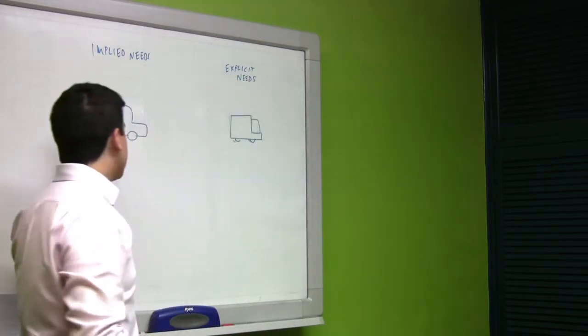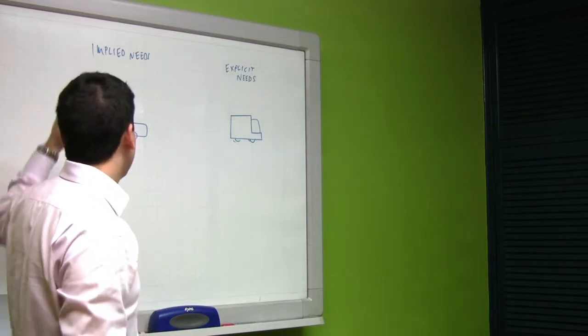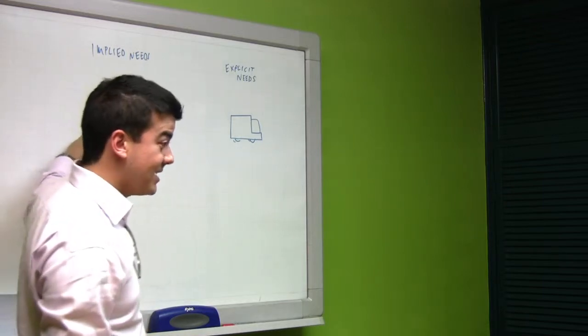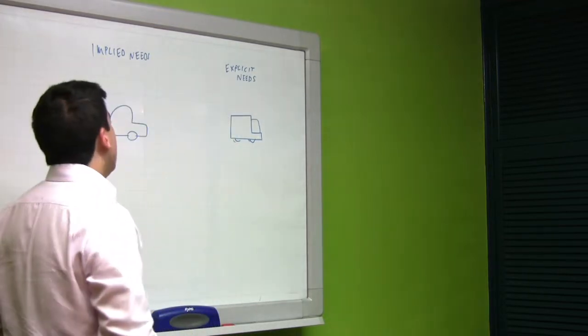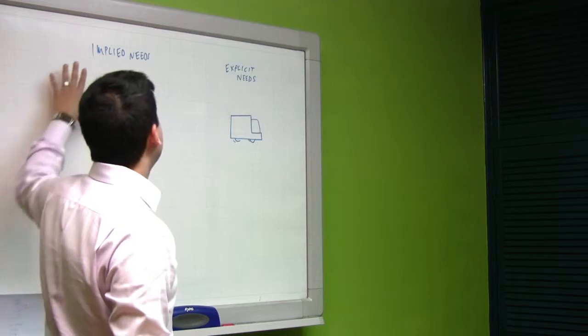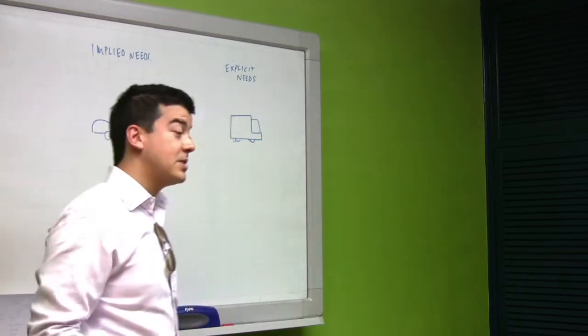So we were talking about persuasion yesterday. Persuasion is taking someone from one place to another place through a series of questions, right? And part of that journey is finding implied needs and turning them into explicit needs. We're going to demonstrate this with an example.